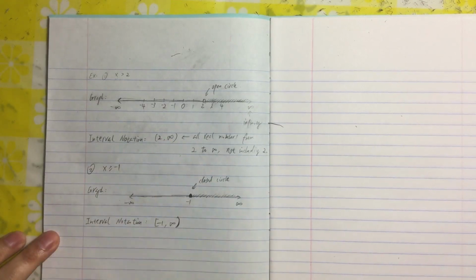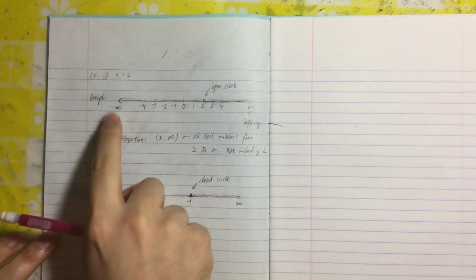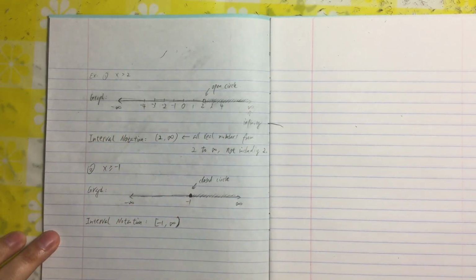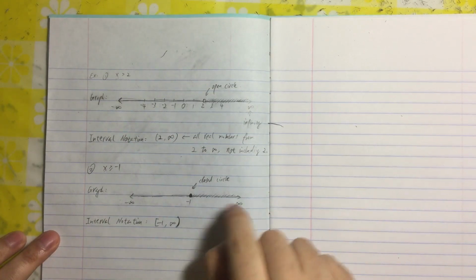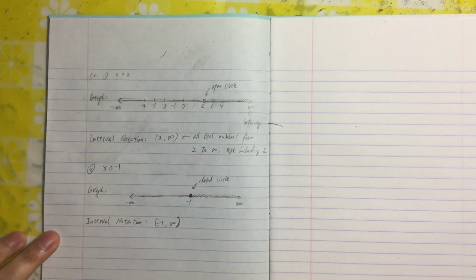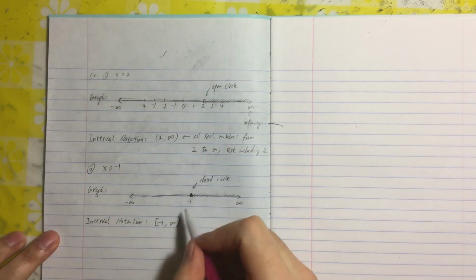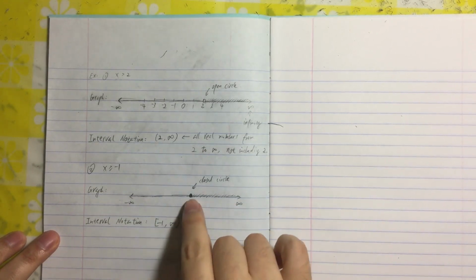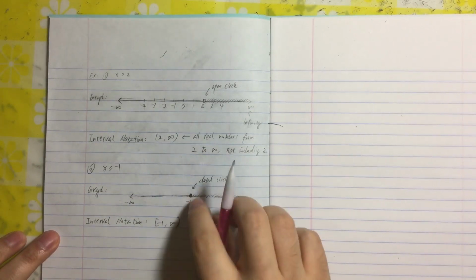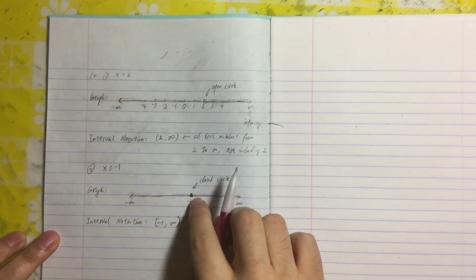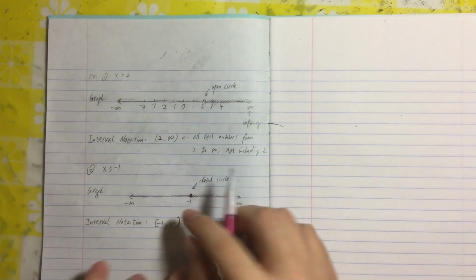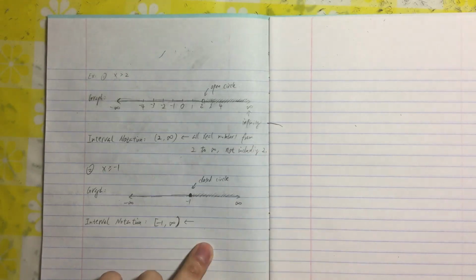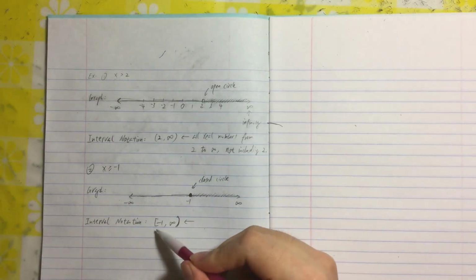For interval notation, we never include infinity or negative infinity because they are non-real numbers. So here we include -1 because -1 is included. If -1 is included, use a bracket. That means -1 is included. This symbol represents all real numbers from -1 to infinity.